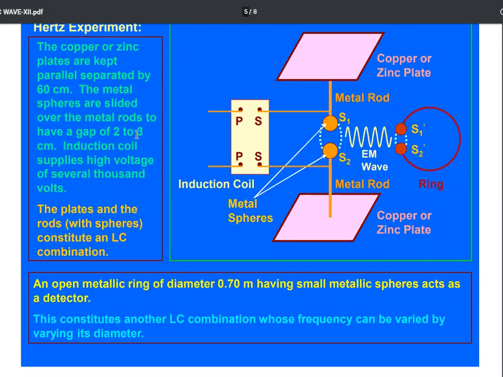2 to 3 cm. This is the metal ball. This can be slide over this rod. This rod is connected with the metal plate, and this is the ball, and it is slided such that the separation between the two balls remains 2 to 3 cm. And this is the induction coil. There are two induction coil, primary one and secondary one.